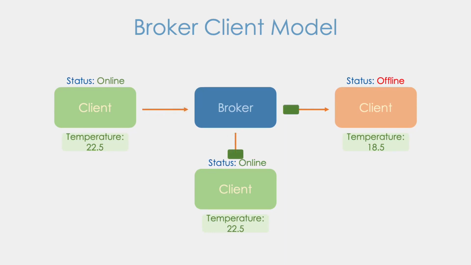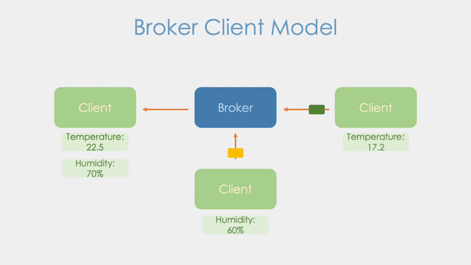In this model, if one of the clients is inactive, data sent by broker waits for the clients to be active again. This feature is called decoupling of time. Or it can happen the other way around as well. For example, two clients can send data to broker and broker distributes to the other client or clients.